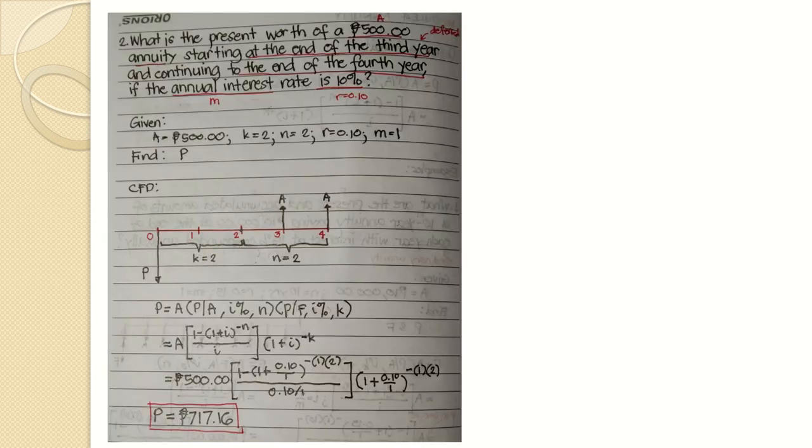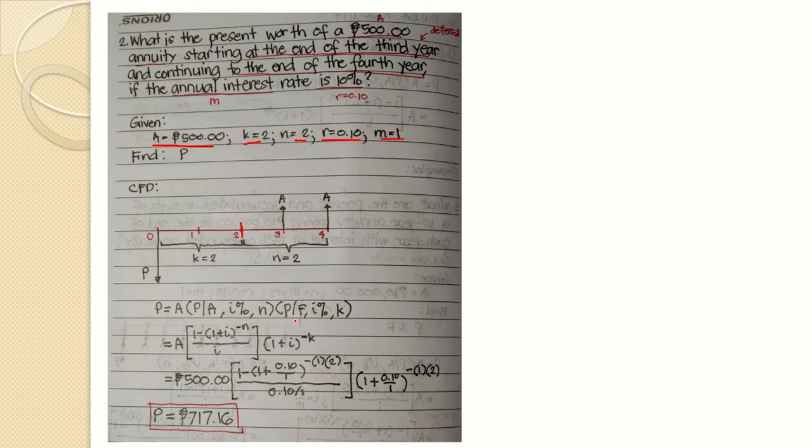Next, the second problem. Now, again, we identified that's that deferred annuity. We identified that 500 is A, K is 2, N is 2, nominal rate is 10%, compounding is 1. So this is the equivalent cash flow diagram. So you have K is equal to 2. This is the last period nga wala ta nagbayad mo ng mga tong K. Then we have N is equal to 2 kay mao diri man ta nagsugod og bayad. And only for 2 years kaniingon man siya nga at the end of the 4th year ang last payment.